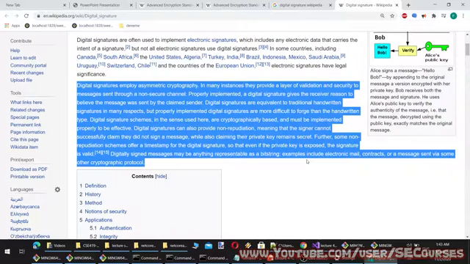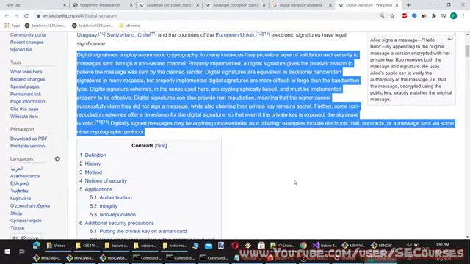Digital signature schemes, in the sense used here, are cryptographically based, and must be implemented properly to be effective. Digital signatures can also provide non-repudiation, meaning that the signer cannot successfully claim they did not sign a message, while also claiming their private key remains secret. Further, some non-repudiation schemes offer a timestamp for the digital signature, so that even if the private key is exposed, the signature is valid.